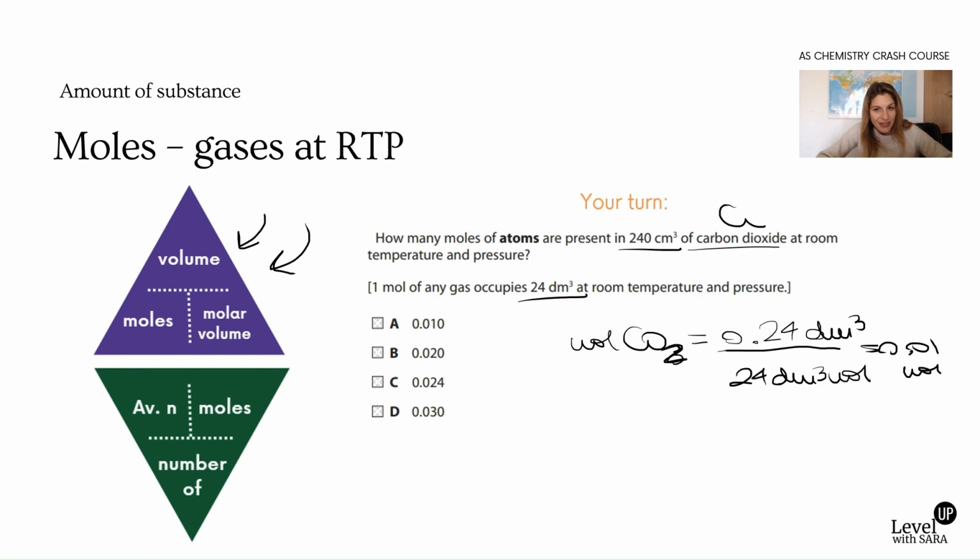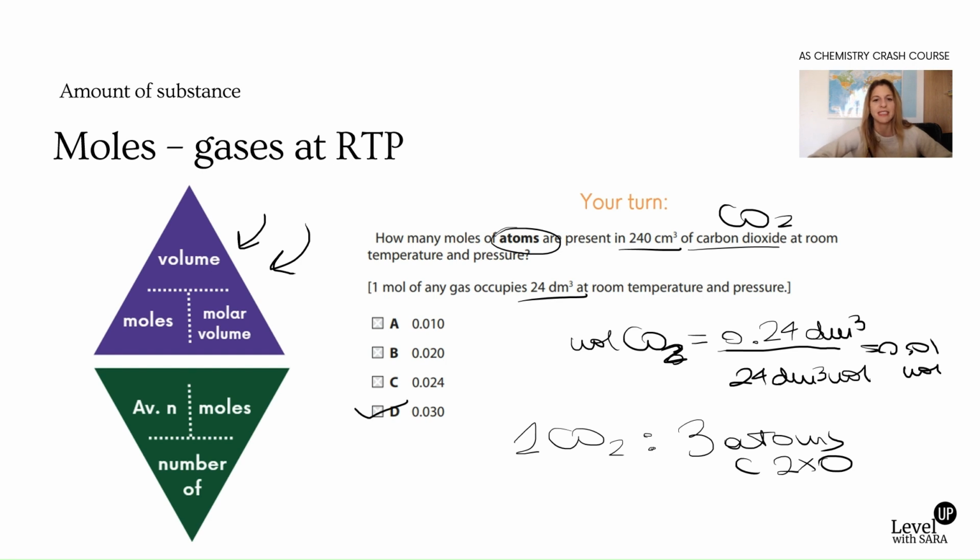But that's the moles of carbon dioxide. You want the moles of atoms. That's why you have it highlighted. And it's where mole ratio always works, because for 1 mole of carbon dioxide, how many atoms do you have? You have 3 atoms, because you have 1 carbon and 2 oxygens. That's why the ratio would be 1 to 3. So the moles of atoms will be 0.03.